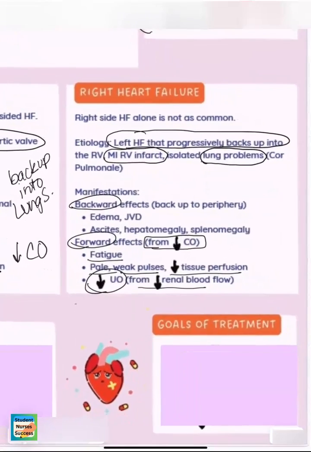We see the same forward effects. The backward effects, though, are different. When the right heart starts to fail, the backup actually ends up being into the periphery. That's where we start to see the development of edema or swelling in the ankles, legs, and body. We might see jugular venous distension or the backup of blood into the peripheral circulation. We see ascites develop, enlarged spleen, and an enlarged liver as well. So these backup effects are to the periphery.